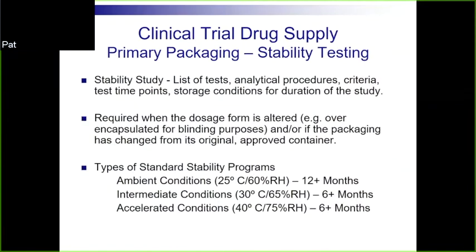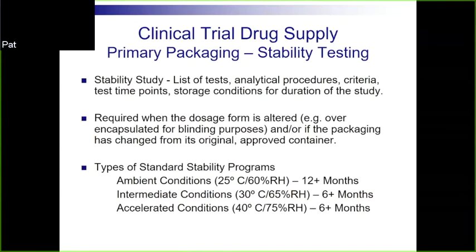So once we have the material in its primary package, there's testing done to ensure that the integrity of the product hasn't been somehow impacted by the primary packaging. So there's testing that's done at the time of the primary packaging or at the time of manufacture, and then there's also testing done over the course of several months or years, and that's called stability testing.